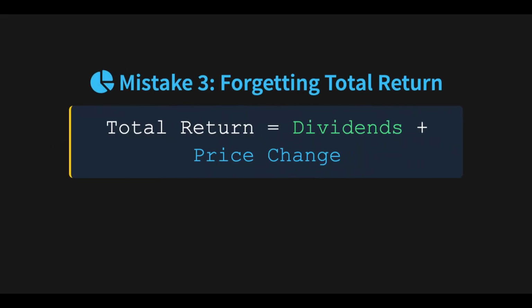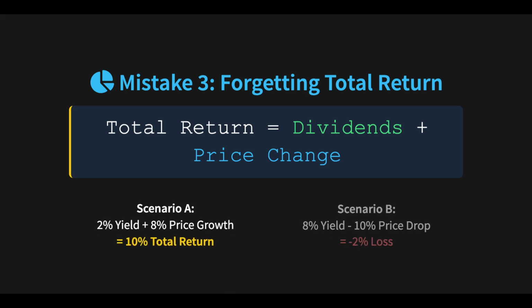Mistake number 3 is forgetting about total return. Total return is the dividend plus the change in stock price. Look at scenario A. A small 2% yield with price growth gives you a 10% return. Compare that to scenario B, a huge 8% yield, but the stock drops 10%. You actually lost money. Don't let a high yield blind you to price drops.